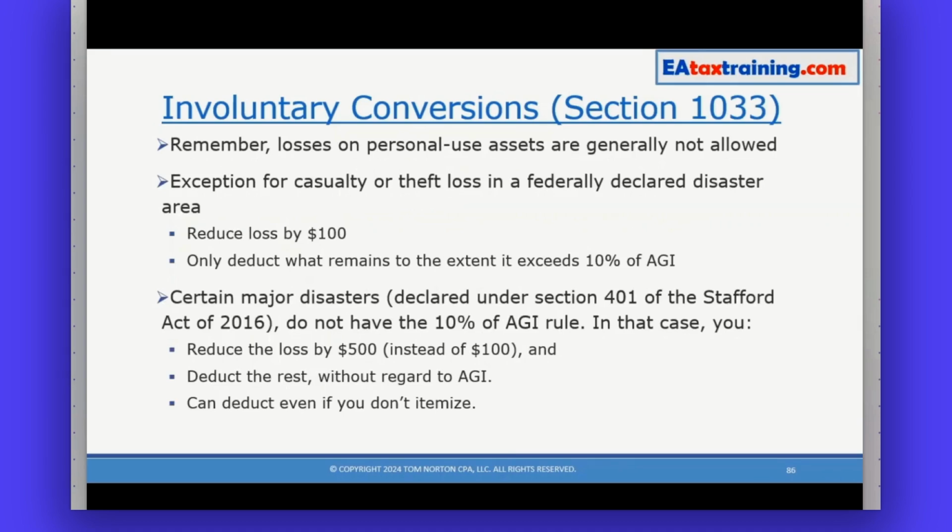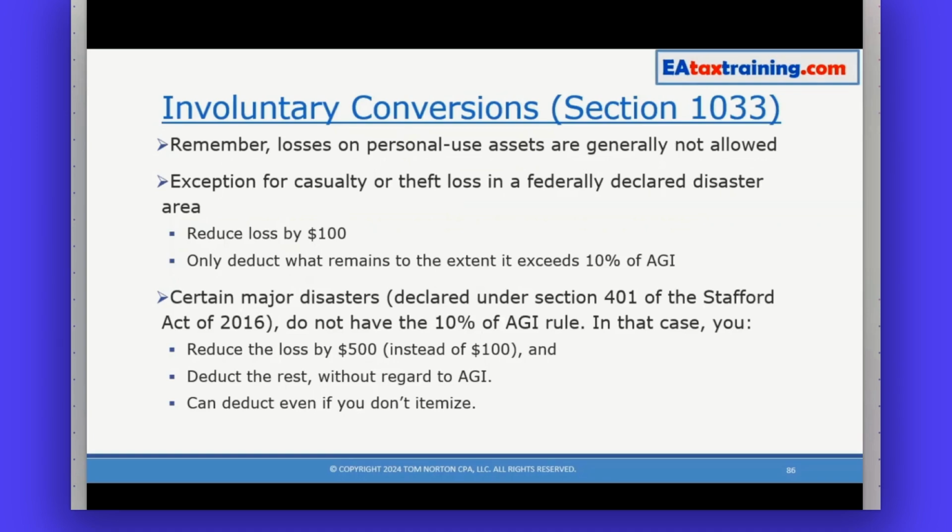Remember, losses on personal use assets are not allowed. There is an exception for casualty or theft losses in a federally declared disaster area, which we will talk more about in more detail in a future video. But for now, just know you reduce the loss by $100, and then you can deduct what remains to the extent that it exceeds 10% of your adjusted gross income. That's a casualty or theft loss.